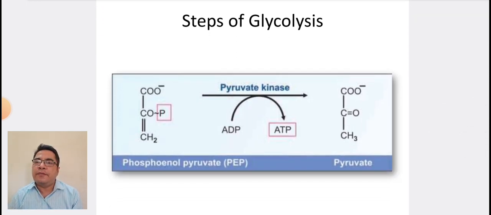In this diagram, we can see that phosphoenol pyruvate is converted into pyruvate with the presence of enzyme pyruvate kinase and conversion of ADP to ATP.